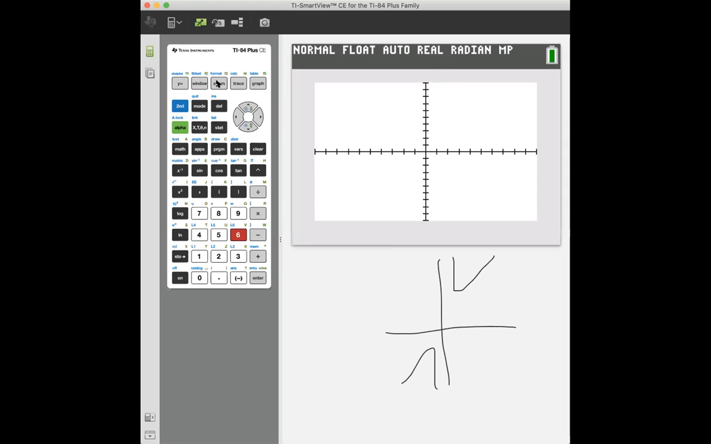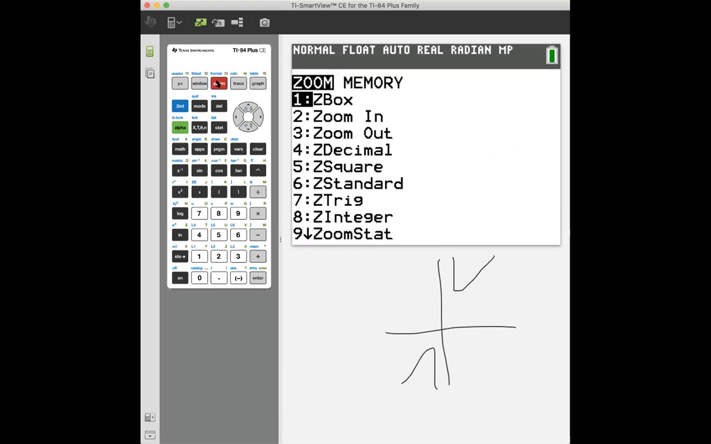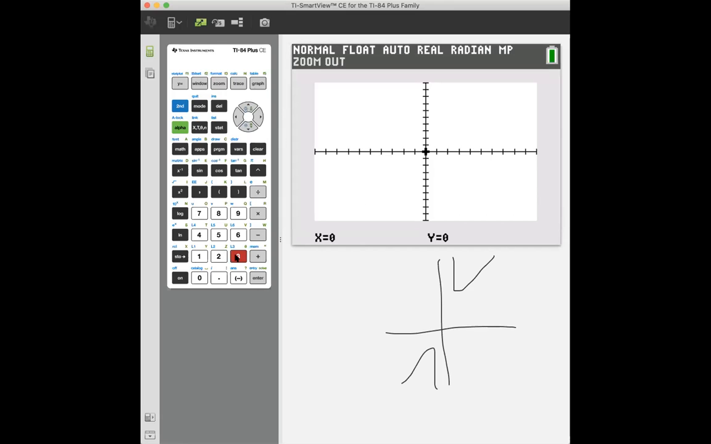So what we can do is zoom out. This is a new thing that I'm showing you. Probably most of you have used this before, but to zoom out, we're just going to go into the zoom menu. Option 3 is zoom out. But the key here is that you have to hit enter in order for it to zoom out, because it's asking you, where do you want the center of your screen to be when you zoom out?